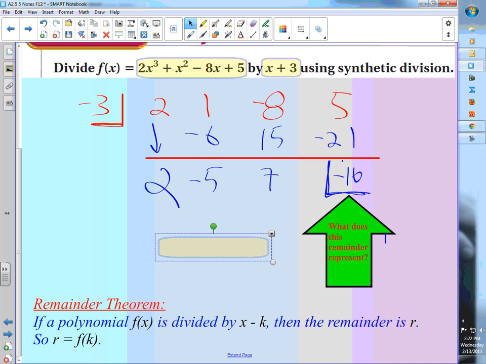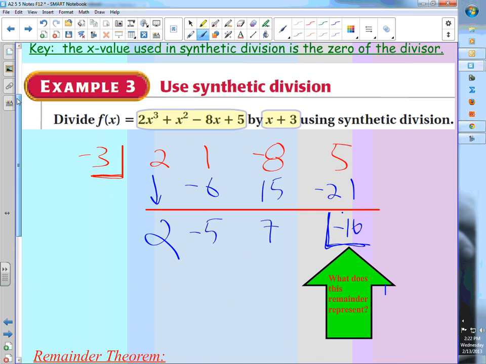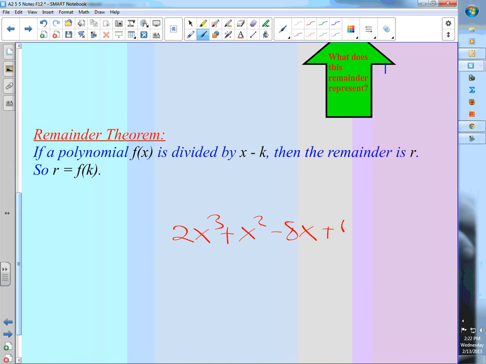Okay. So what we're going to do: 2x cubed plus, what was the rest? x squared minus 8x plus 12... no, minus 8x plus 5. Oh, it's good. 8x plus 5. And we were dividing by x plus 3, right?